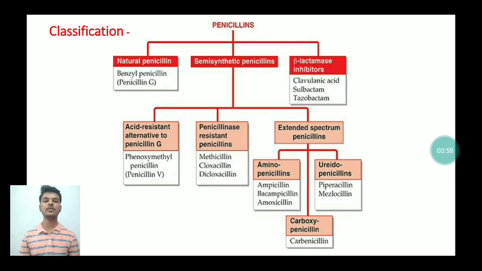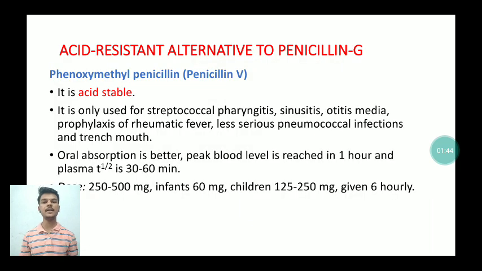Now firstly we will see the classification of semisynthetic penicillins. In the classification of semisynthetic penicillins we have three categories. The first category is acid resistant alternative to penicillin G. In this category we have the drug phenoxymethyl penicillin or penicillin V. In our second category, that is penicillinase resistant penicillins, we have three drugs which are methicillin, cloxacillin and dicloxacillin. In the third category, that is extended spectrum penicillins, we have three more categories which are aminopenicillins, carboxypenicillins and ureidopenicillins. In aminopenicillins we have ampicillin, bacampicillin and amoxicillin. In carboxypenicillins we have carbenicillin and ticarcillin. In ureidopenicillins we have piperacillin and mezlocillin. Now we will see each category one by one.